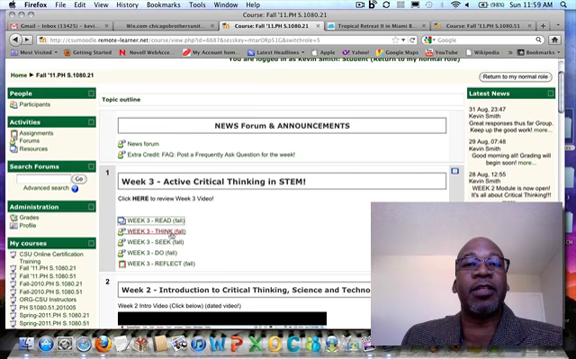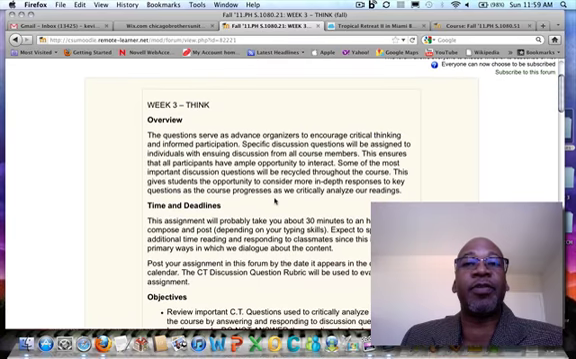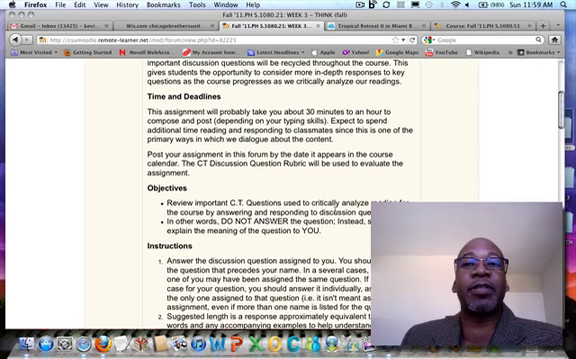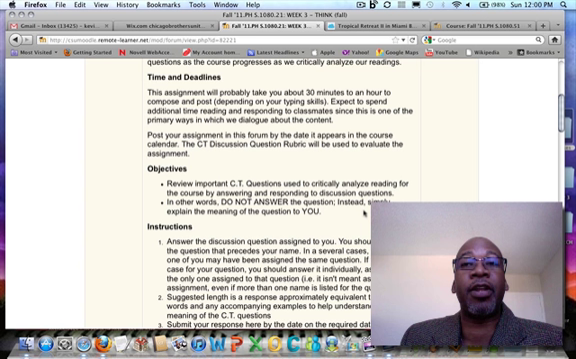Let's take a look at the think exercise right quick. In short, you get to read all the instructions. Your overall objective is to understand how important the critical thinking questions are that you're going to be using for the article review on a regular basis. I only want you to, now this is important, with this subject, do not answer the questions.